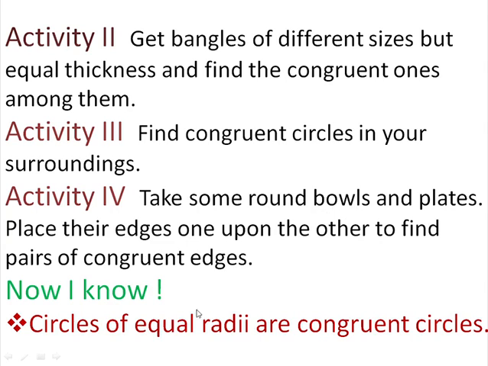So from the above discussion, we come to know that circles of equal radii are congruent circles. So the first definition we saw is, when the two circles coincide exactly with each other, they are congruent. Also, circles with equal radii are congruent circles.